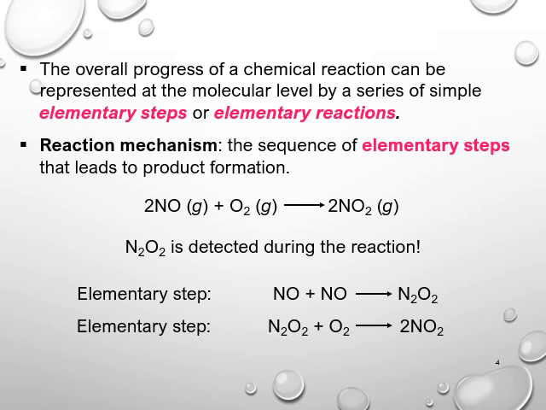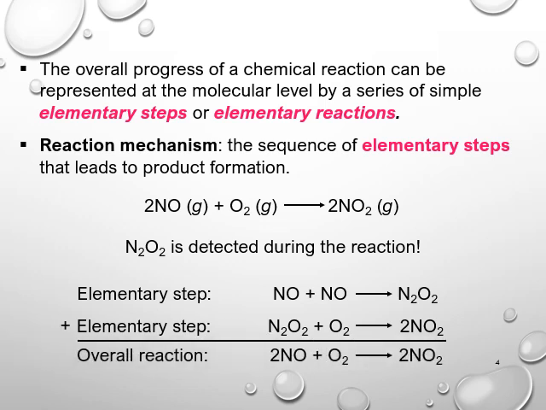Let us assume that the reaction actually takes place via two elementary steps as follows. In the first elementary step, two NO molecules collide to form a N2O2 molecule. This event is followed by the reaction between N2O2 and oxygen to give two molecules of NO2, or nitrogen dioxide. The net chemical equation, which represents the overall change, is given by the sum of the elementary steps.